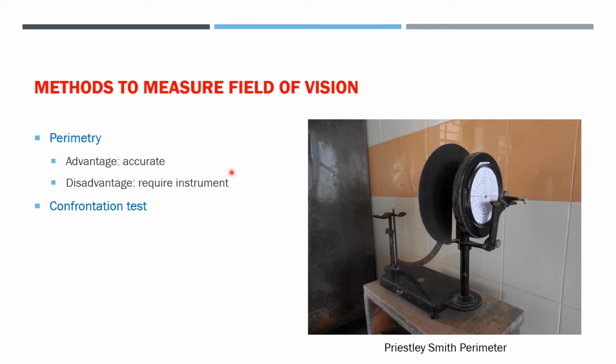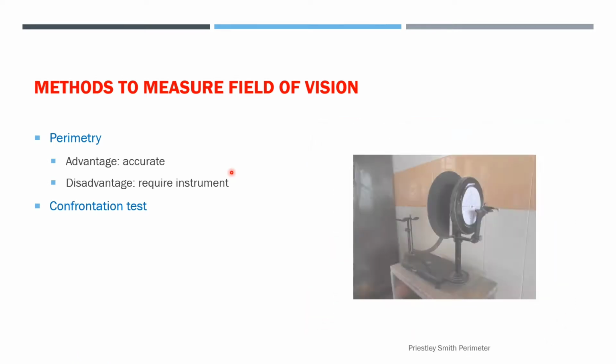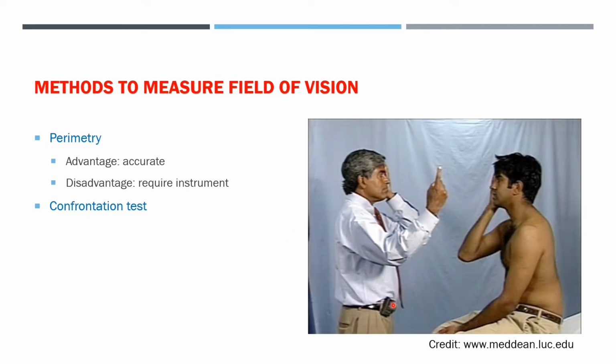The second one is the confrontation test. In the confrontation test, we consider the examiner as having the normal field of vision and compare the field of vision of the examiner with the field of vision of the subject. Here we use a hand to compare them. The advantage is that we do not require any instrument. We can just use our hand to get a rough idea of the field of vision of the subject.